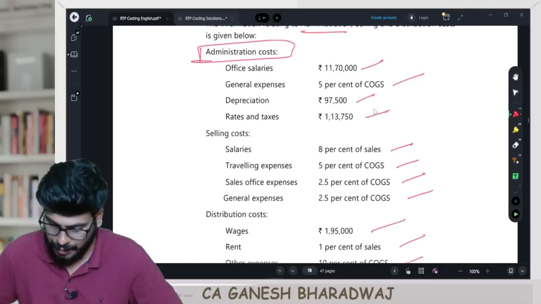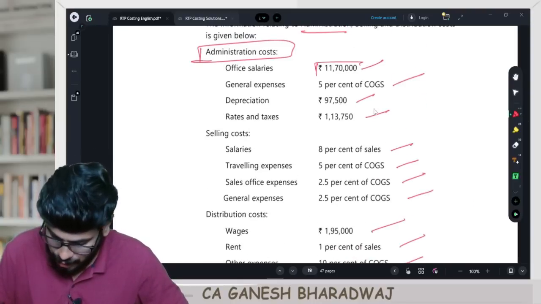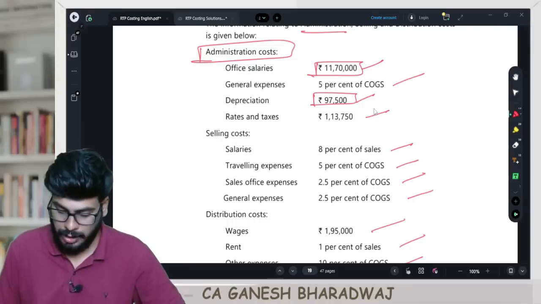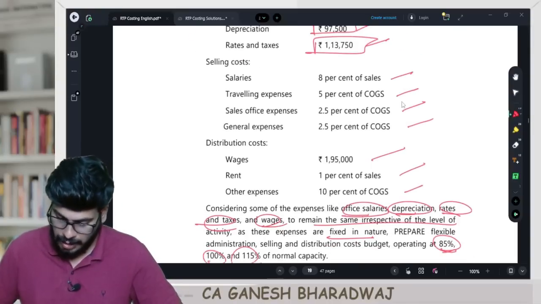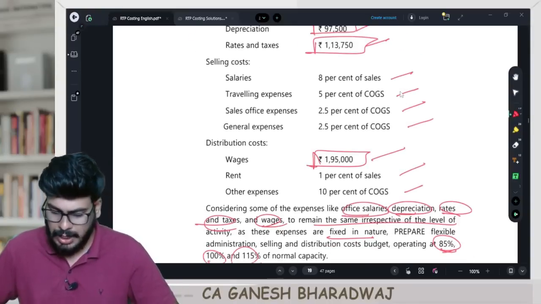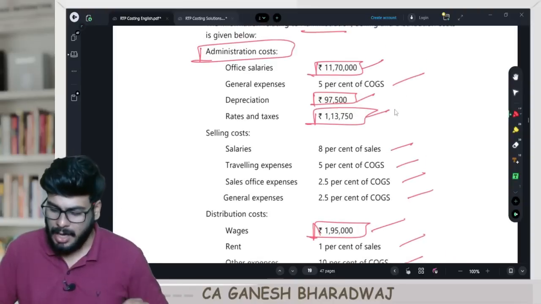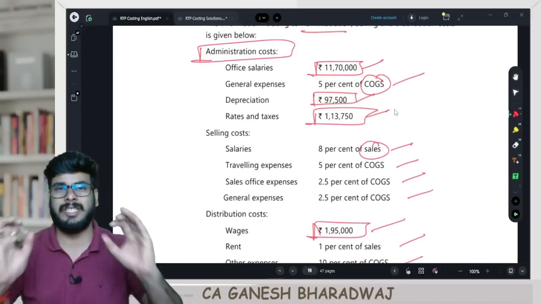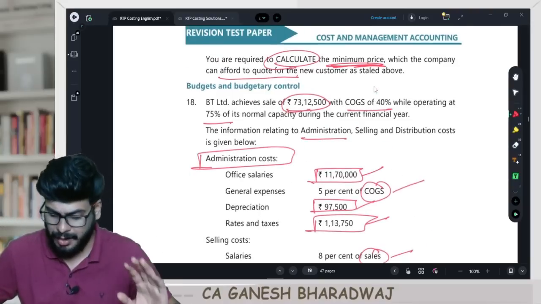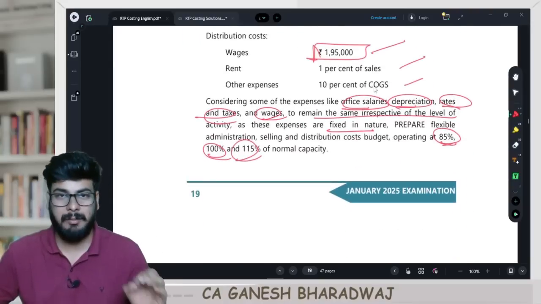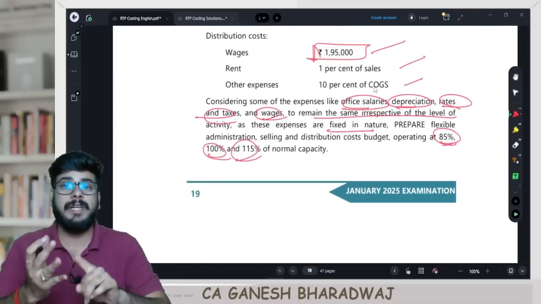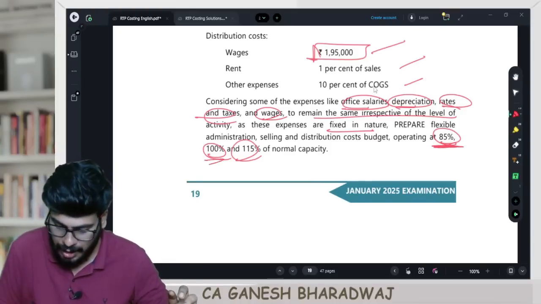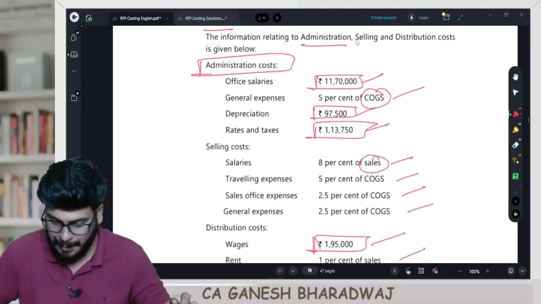So basically what they have mentioned, this is a fixed cost, the office salary, depreciation is also a fixed cost, rates and taxes is fixed cost, and wages is fixed cost. The remaining components of costs are either a percentage of COGS or a percentage of sales. Are you clear with this? Now, what we need to do, very, very simple. We need to prepare a flexible budget. What budget? Admin and selling overhead cost budget alone we need to prepare at 85%, 100% and 115% capacity level.